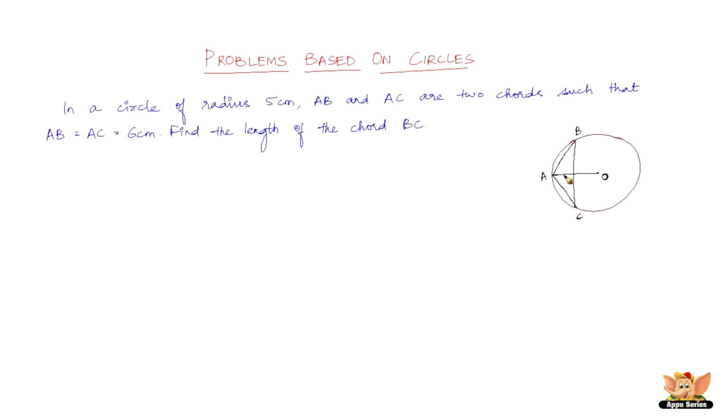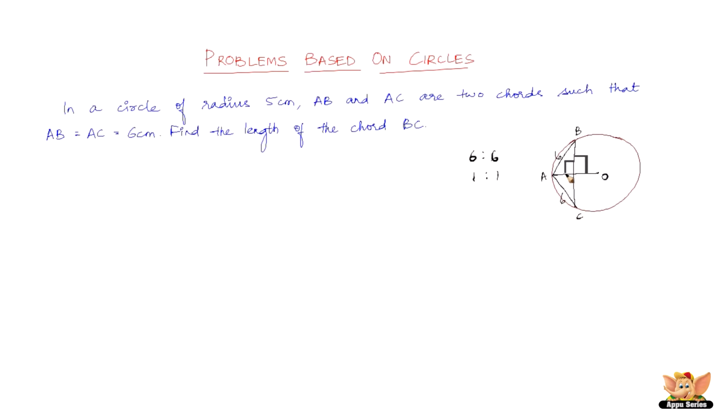Now, since the internal bisector of an angle divides the opposite side in the ratio of the sides containing the angle, therefore M divides BC in the ratio 6:6, which reduces to 1:1, because AB is 6 centimeters and AC is 6 centimeters.